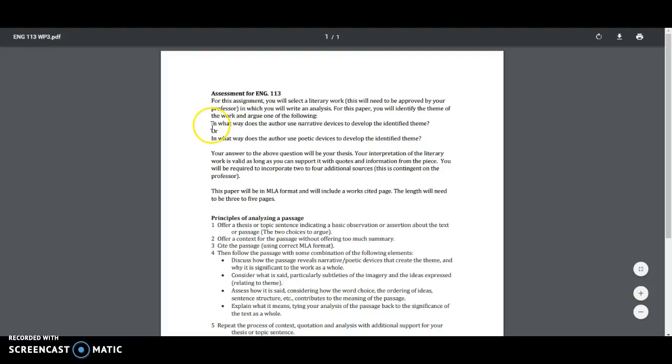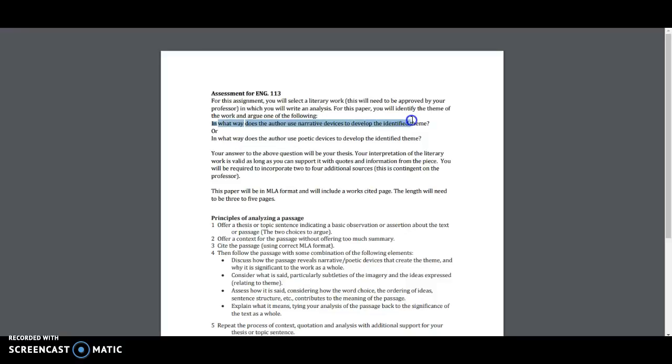And please take note of this, because I've got a lot of people asking, and it's right here. So, the prompt for this paper is, in what way does the author use narrative devices to develop an identified theme? We're talking about a literary work. For this class, we are using Raisin in the Sun. Raisin in the Sun. That is the literary work. You read it for class, and therefore the literary work in question is Raisin in the Sun, and you're going to answer the question, in what way does the author use narrative devices to develop the identified theme?